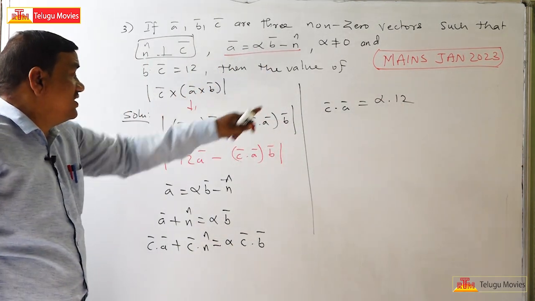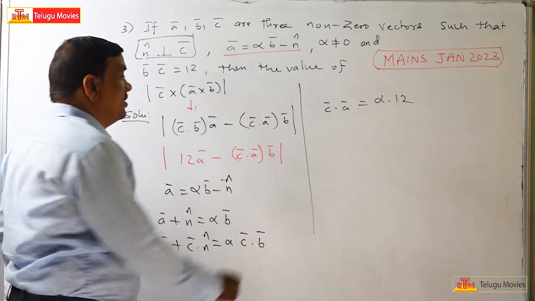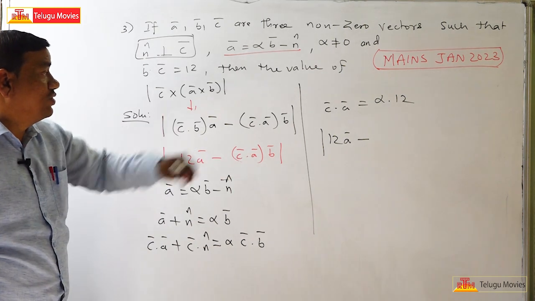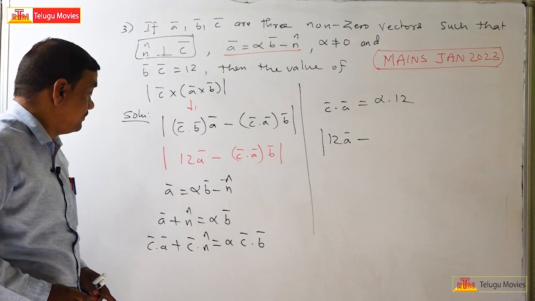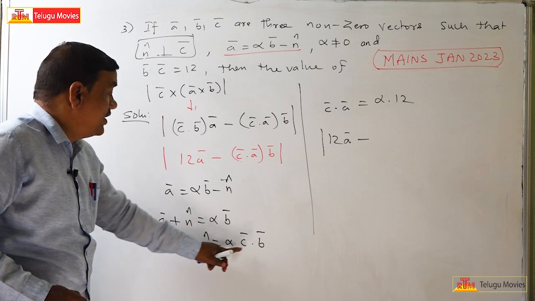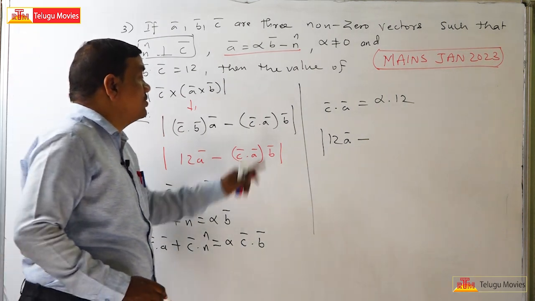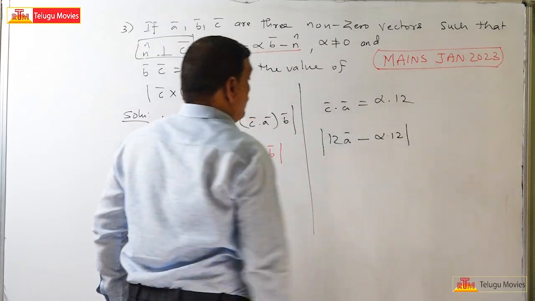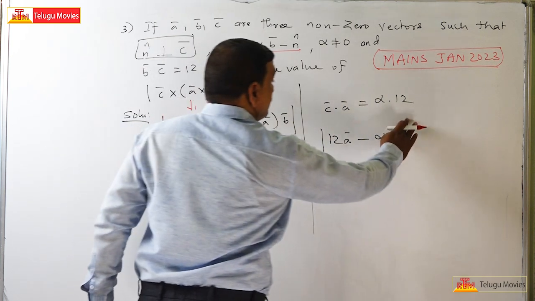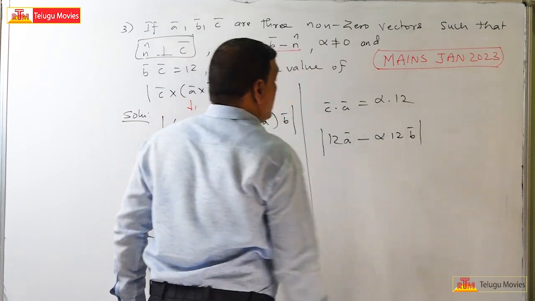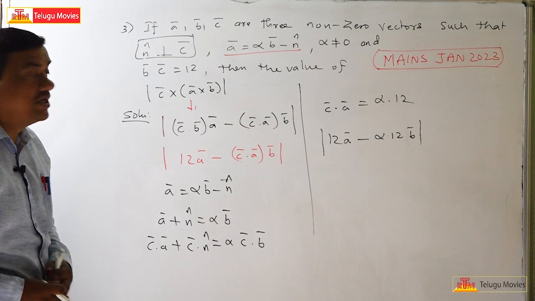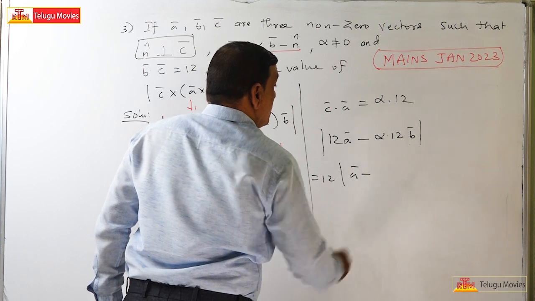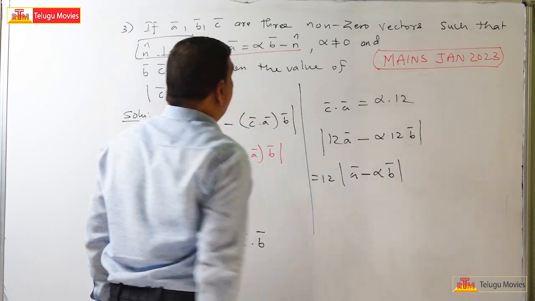Okay now, let us substitute those values in this equation. So this is equal to 12 A bar minus C bar dot A bar into B bar, where C bar dot A bar is alpha into 12. So this is alpha into 12 into B bar. Okay now, what can we take common outside? 12 we can take common outside. So this is equal to 12 into A bar minus alpha B bar.